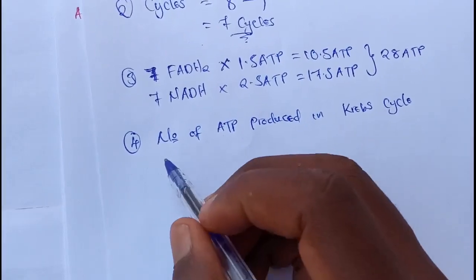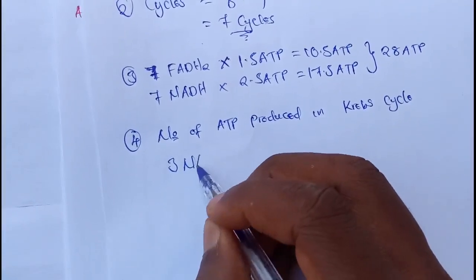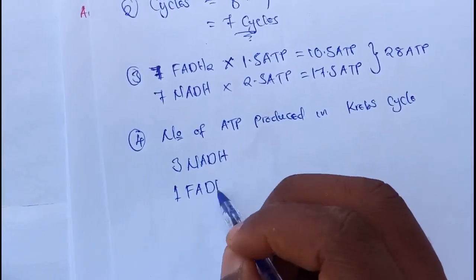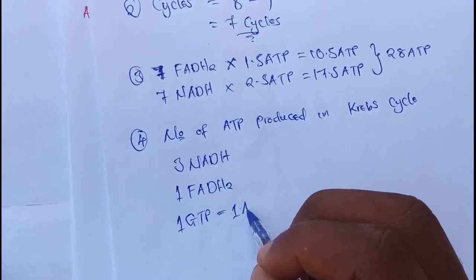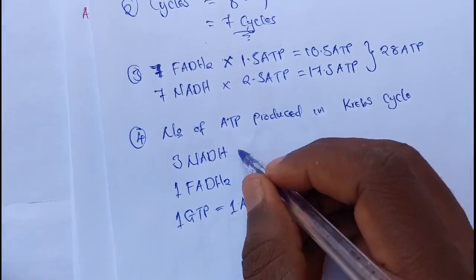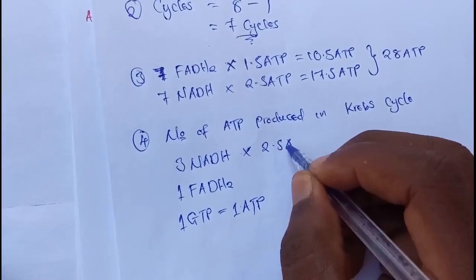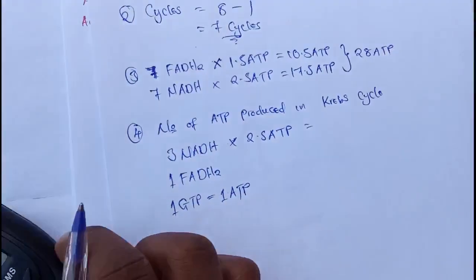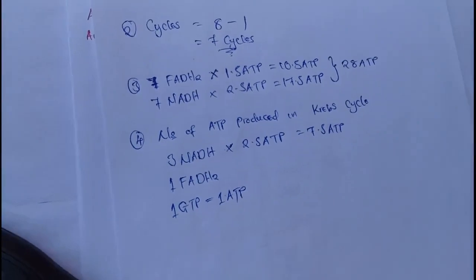In the Krebs cycle, one thing you should know is that we always produce three NADH, one FADH2, and one GTP, which is equivalent to one ATP. All right, so here our goal is simply to convert these other ones, because this one is already converted. So 3 NADH, we multiply by what? By 2.5 ATPs when it goes into the ETC, and then 3 by 2.5 should give us 7.5 ATP.